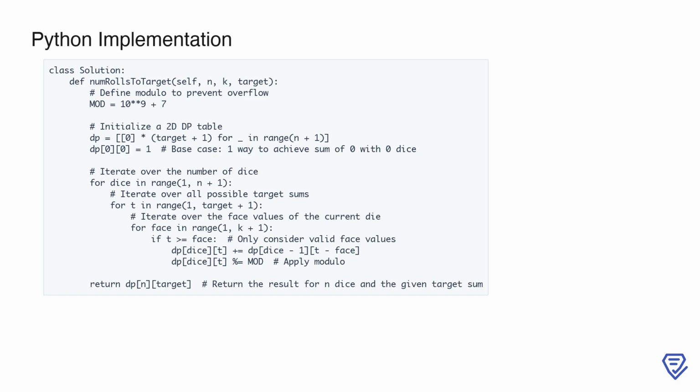This approach is efficient with a time complexity of O(n * target * k) and a space complexity of O(n * target). It ensures all edge cases, such as invalid inputs, e.g., target less than n or target greater than n * k, are handled implicitly by the DP formulation.